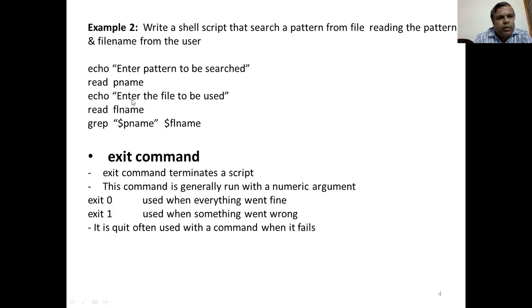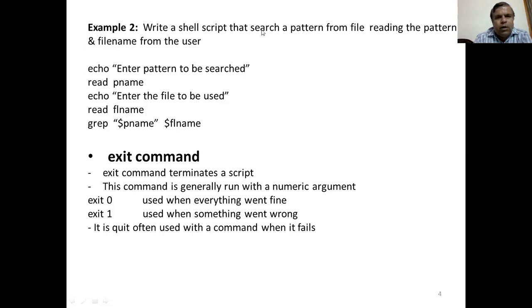Then echo, enter the file to be used. So before reading the file name, you display this message saying enter the file to be used. Then use the read statement to read the file name. So read followed by the argument, which is the variable flname. The read file name will be stored in this variable flname.